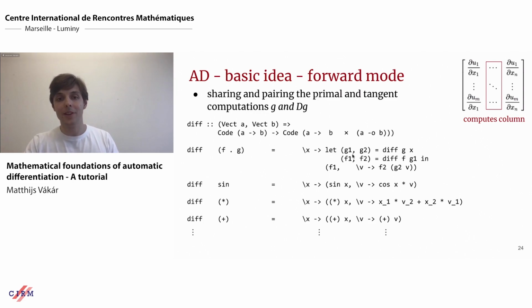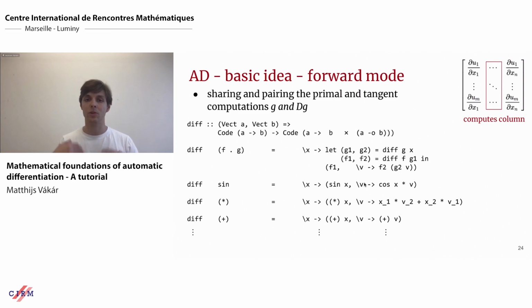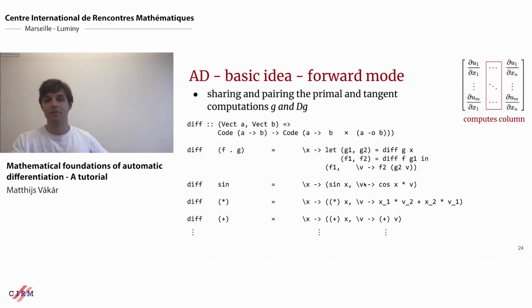Right, so now with these new types, we can again write down the chain rule in this new form, and we can write down the derivatives of primitive operations. So for example, the derivative of multiplication, or let's take sine. The derivative of sine is a function that takes an x, produces sine of x, so the function value, together with a function that sends a tangent vector v to multiplying with cosine of x.